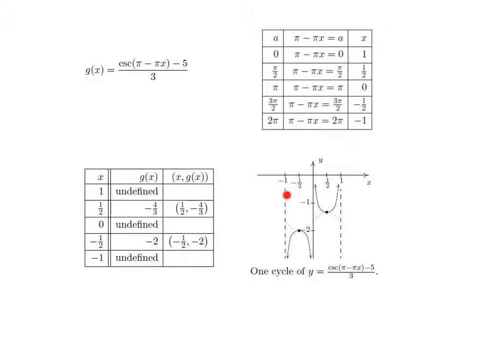In this case, we can see from negative 1 to positive 1, the period of this one would be 2. All right, that completes these graphs.